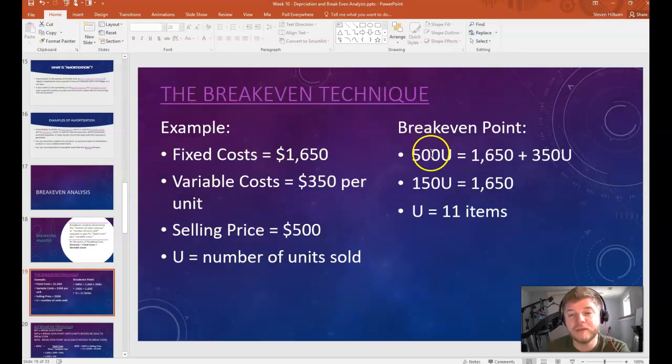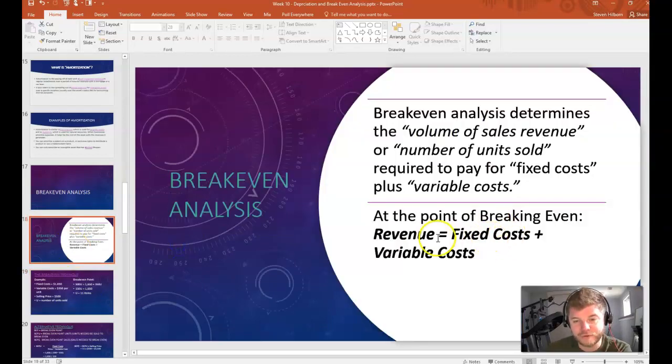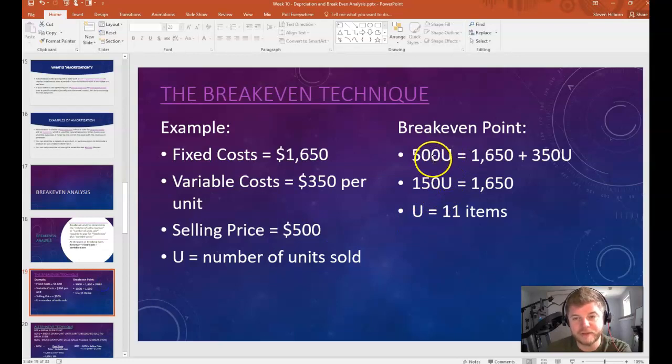So my break-even point would be, I have revenue, $500. So we go back here real quick. Revenue equals fixed costs plus variable costs. So the revenue, 500, equals 1650 plus 350 per unit. Therefore our revenue is only $150 per unit, and that equals 1650, the fixed costs. So we need to sell 11 items to break even, to make 1650. If we sell 12 items, then we make $150. And if we sell 13 items, we make $300 now. And so on, $150 keeps on going up and up and up.